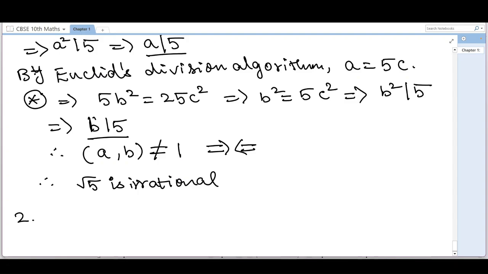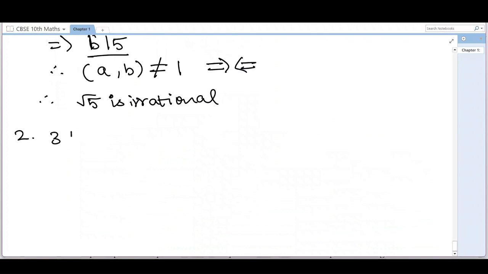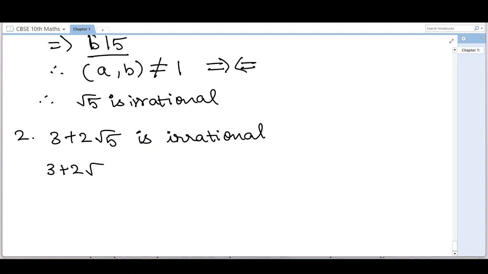Right? Moving on to the second question, prove that 3 plus 2 root 5 is irrational. So in a similar way, we are going to prove this. So let us assume that 3 plus 2 root 5 is rational. Therefore, I can write it in the form a by b, where both a and b are coprimes. Now, if you rewrite this, then you will get 2 root 5 equal to a by b minus 3.